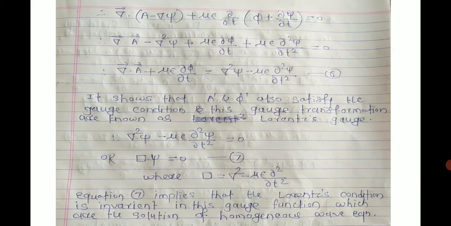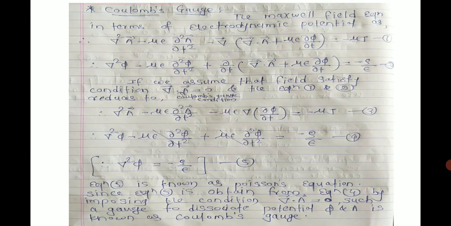And this equation 7 implies that the Lorentz condition is invariant because the system remains unchanged in this gauge function, which is the solution of the homogeneous wave equation. And this is the Lorentz gauge. Then next we will see the Coulomb gauge.